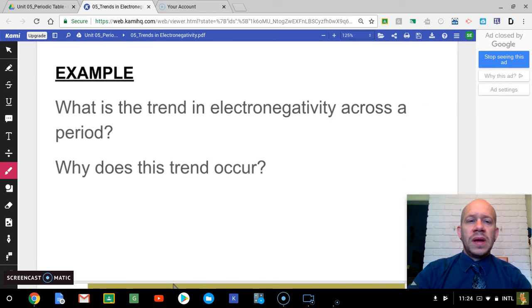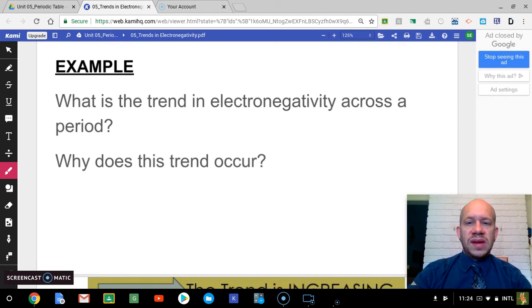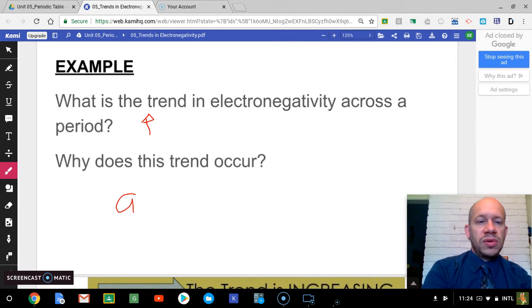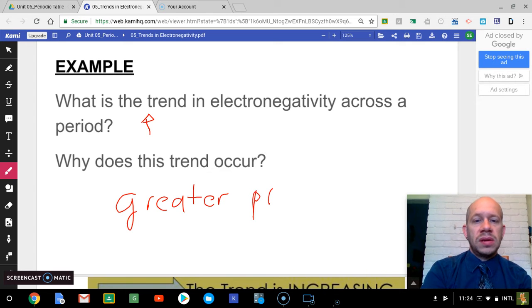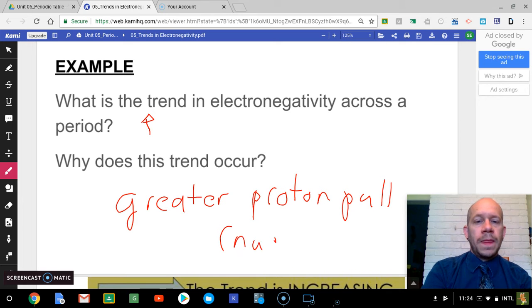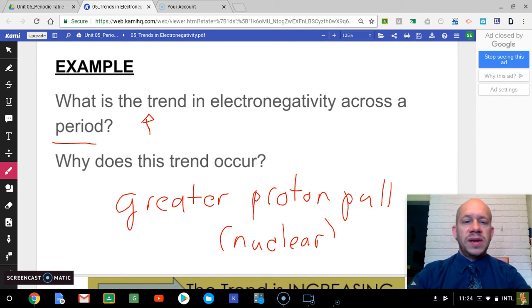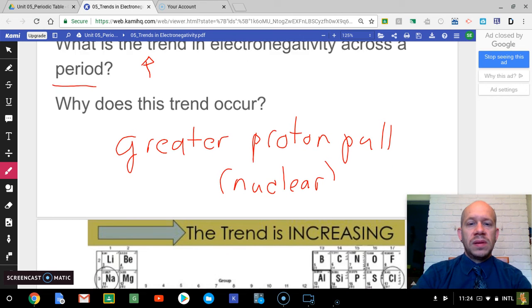So what is the trend in electronegativity across a period? As I go across a period, my electronegativity increases. Why does this occur? Because I have a greater proton pull, or nuclear pull. And we can remember PPP going across a period: greater proton pull.